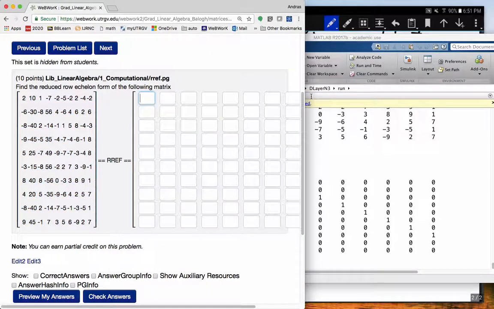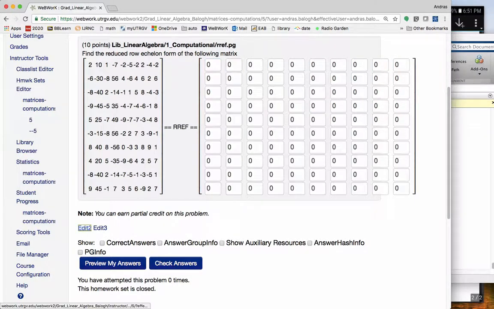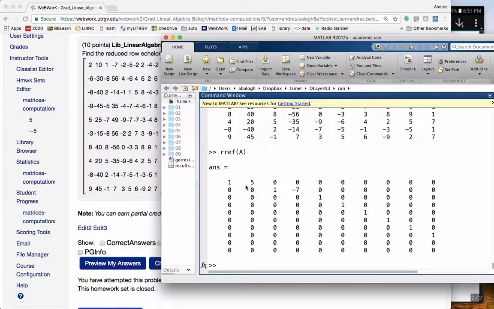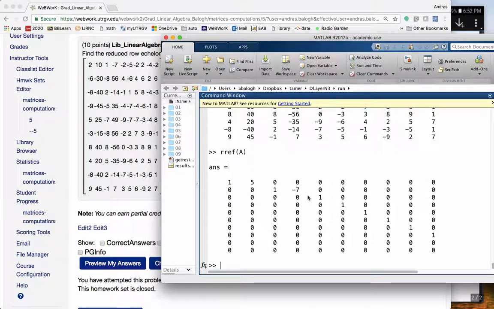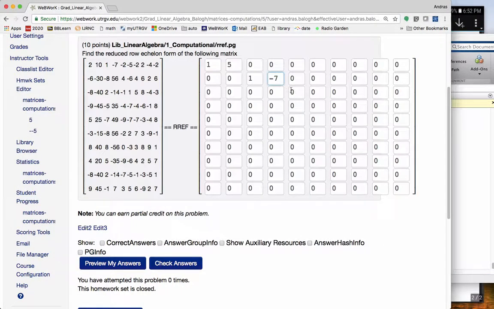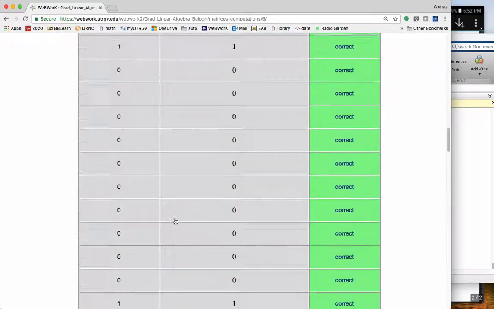What I recommend is to first enter zeros, because it's easy with the tab. Tab 0, and then once you fill it out with zeros, then go back and change the few non-zero entries. 1, 5, 1, minus 7. Also remember that, and then these ones going down diagonally. Remember that the reduced row echelon form is unique. You cannot argue that maybe your solution is correct. Also, the computer is pretty good in calculating all these big matrix calculations. And it's checked one by one, the entries.